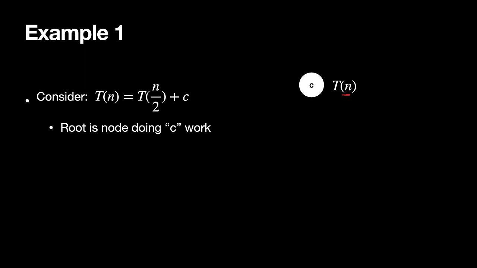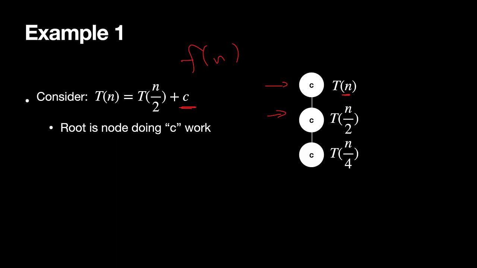And then we'll expand this out. It'll do a recursive call with a problem size of n over 2, and that recursive call also does C units of work. Again, the value inside the nodes here is representing that local amount of work done at each node, our f of n, which here just happens to be a constant amount of work at each node. And then we'll expand that again. We'll do n over 2. We'll break the problem into half yet again, and so on and so forth.